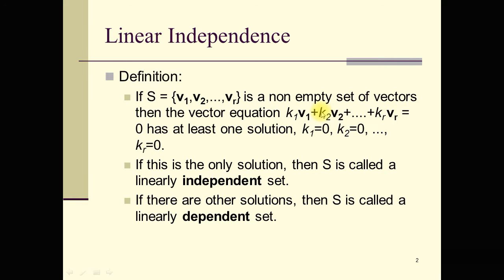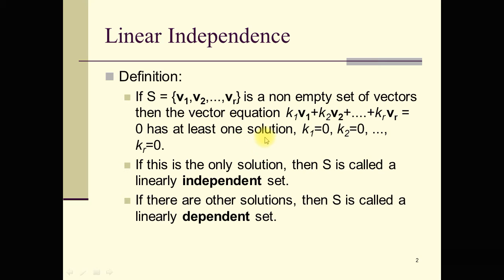Because you see over here, from this equation we can construct a homogeneous system of linear equations for the unknowns k1, k2, k3 up to kr, because here k1, k2 up to kr are unknown scalars. So if we solve this system, it has at least one solution, which is k1 equals 0, k2 equals 0 up to kr equals 0, and this solution is called the trivial solution.